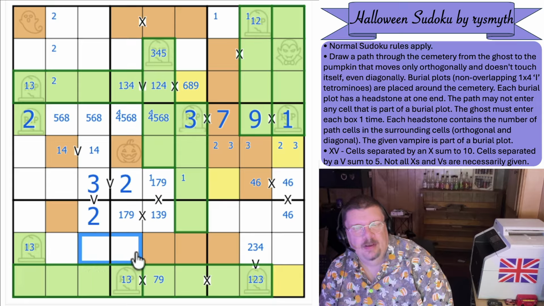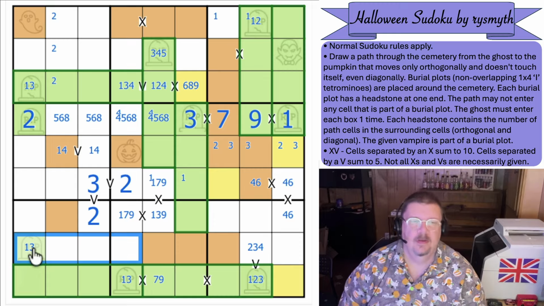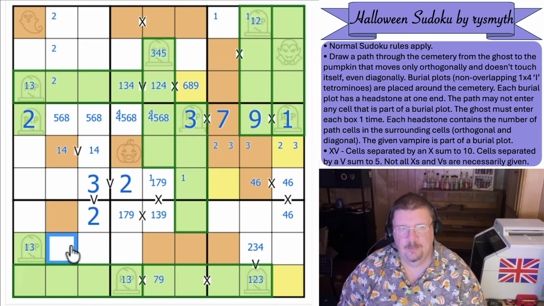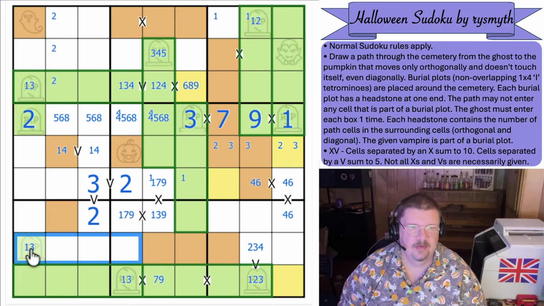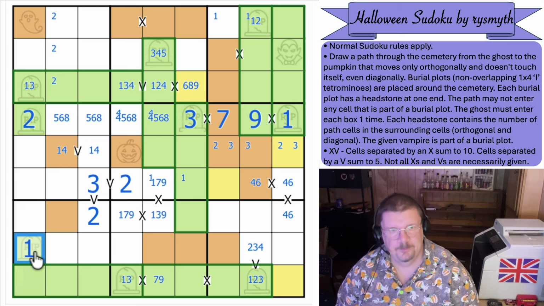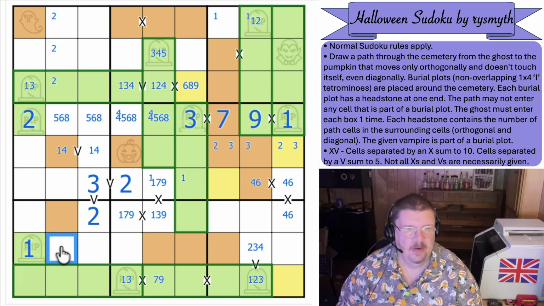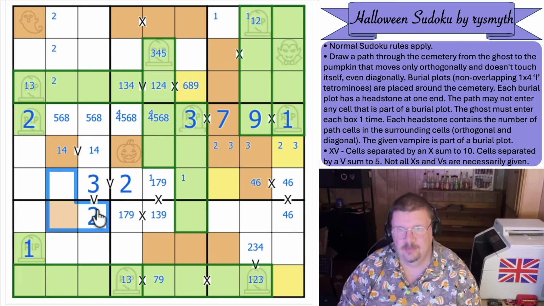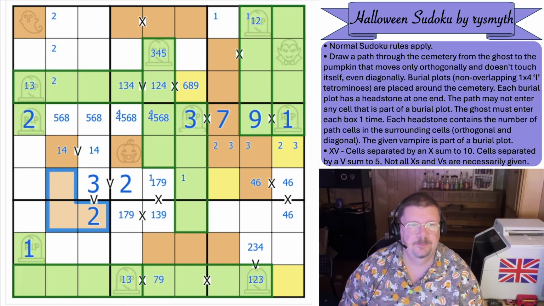Those two are the same color. I don't even know. Oh, so that's right. There we go. That's the key thing. That can't be a 3 because either that is the grave or that is the grave. So that is a 1. I still don't know which way the grave goes yet, but I do know that that is a 1, so that goes there and that goes there. That makes that orange.